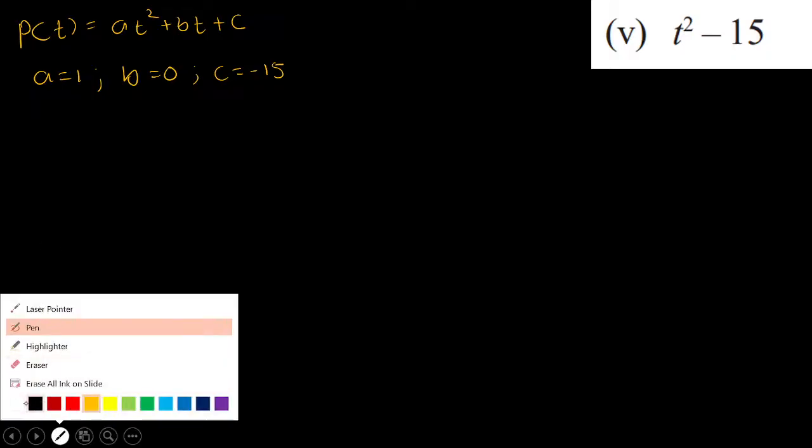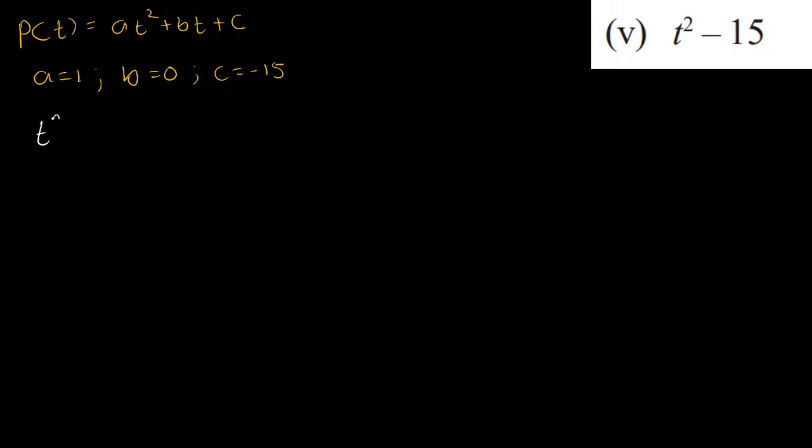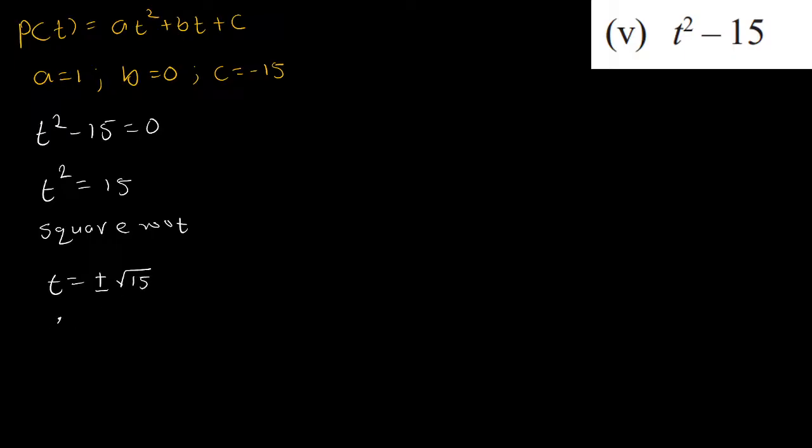Now to find out 0, इसको 0 से equate करेंगे. So t square is equal to 15. Take the square root on both the side. तो हमें मिलेगा t is equal to plus minus root 15. So alpha का value हो गया root 15 और beta का value हो गया minus root 15. These are the two roots.